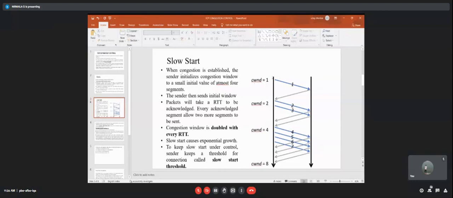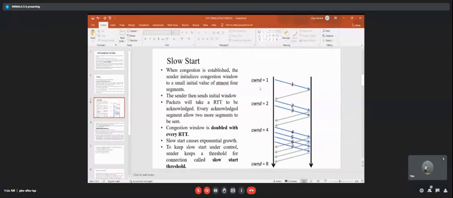Okay, so it is going to send the first packet. After receiving the acknowledgement from the other side, with respect to the slow start congestion control mechanism, for the next clock cycle, whenever the acknowledgement is received, it can allow 2 more segments to be sent. Means the congestion window is doubled with every RTT.